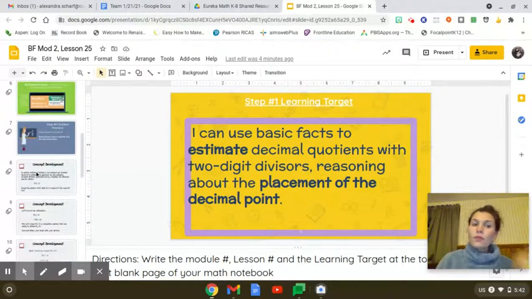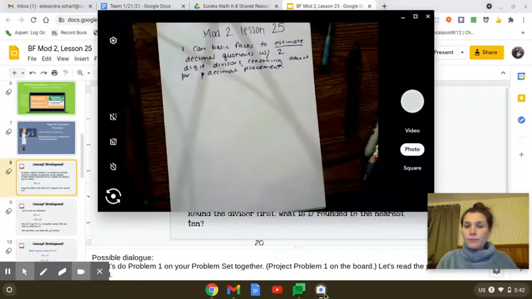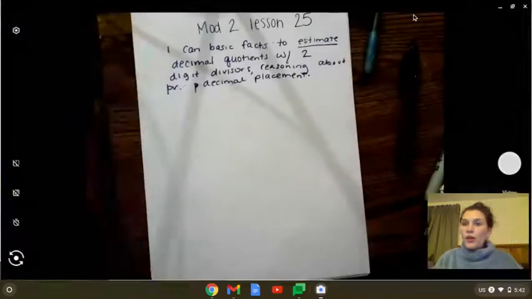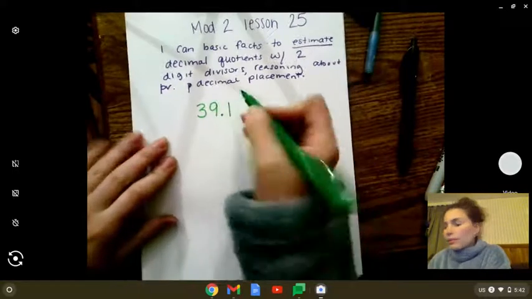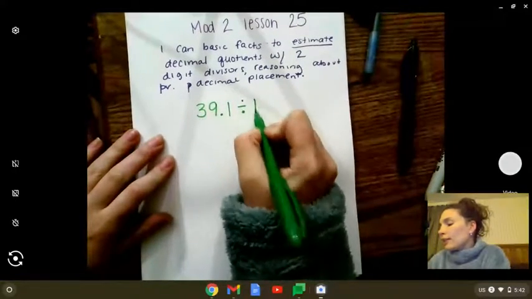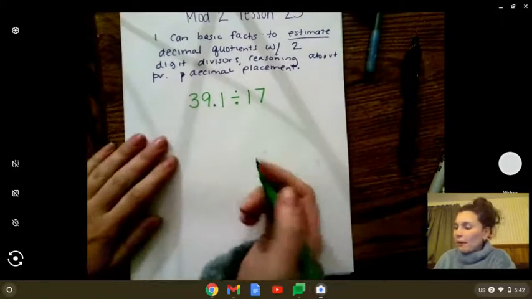So, we are going to be working with division. Earlier in the module, and for a while, we have been rounding factors, so rounding the two numbers to estimate. So let's work on estimating, use my notebook, 39.1 divided by 17. This is just going to be an example for now.